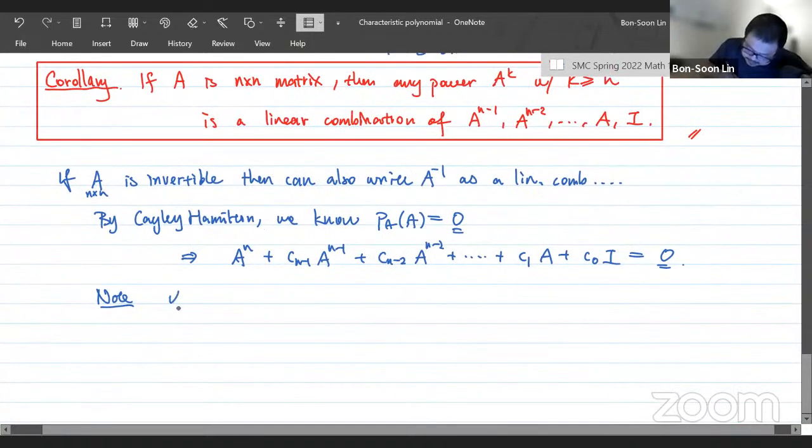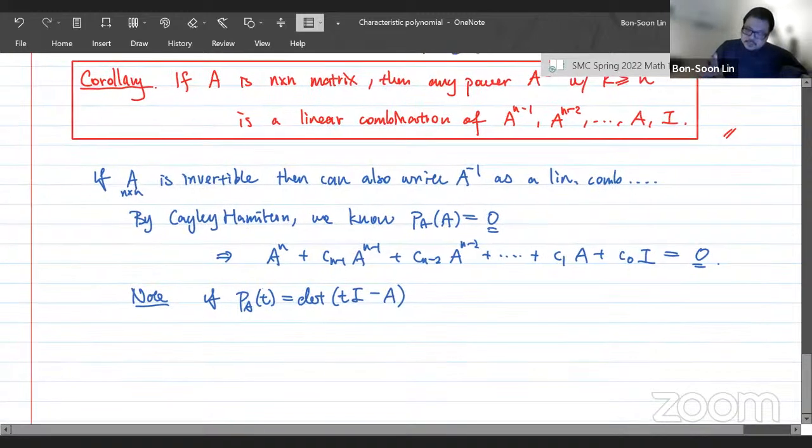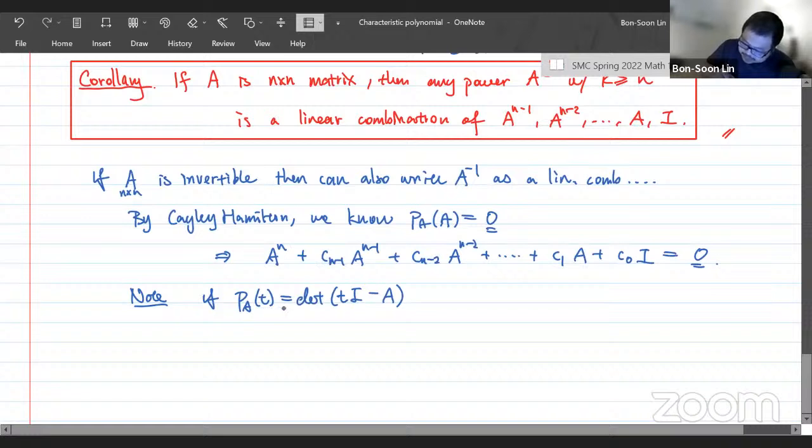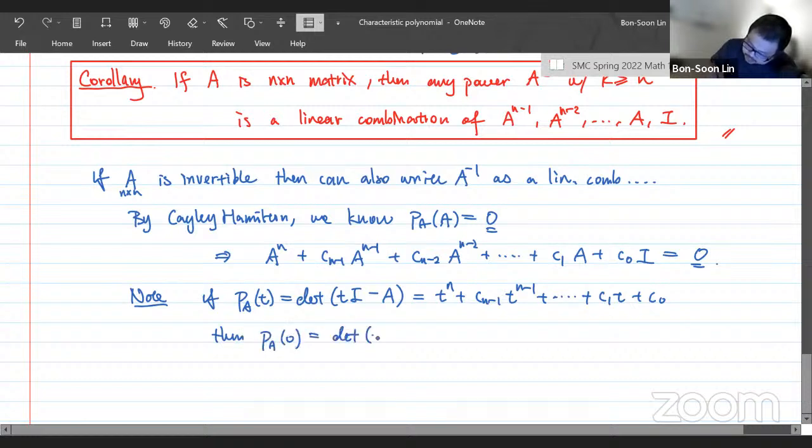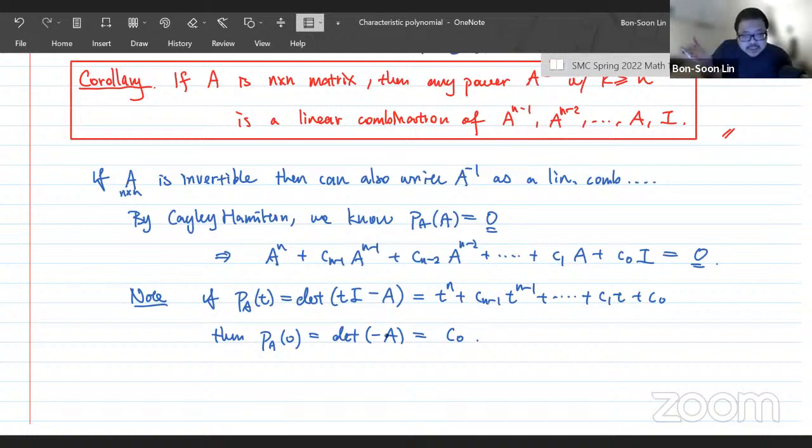Notice that if P is the characteristic polynomial of A, so it's the determinant of tI minus A, what happens if I plug in 0? Well, firstly, this is a polynomial of the form t to the n plus c_{n-1} t to the n minus 1 plus ... plus c1 t plus c0, right? If I plug in 0, this is calculating the determinant of minus A, and on the right-hand side, this is just the number c0. And if A is invertible, then minus A is also invertible. So c0 is not going to be 0 when A is invertible.